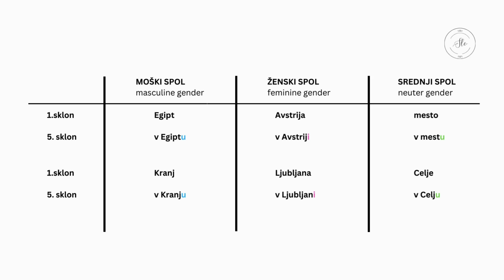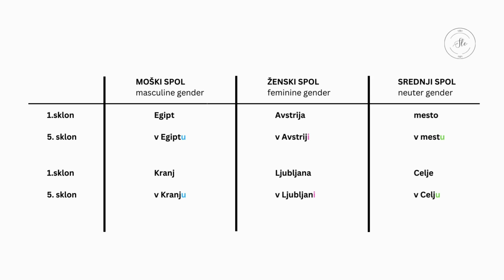Let's look at examples for feminine gender. We have an example of Austria, which is Avstrija. When we ask where, we reply v Avstriji. Then we have Ljubljana, which is the capital of Slovenia. When we ask where, we reply v Ljubljani. So, in the case of feminine gender, the last letter changes into letter I.